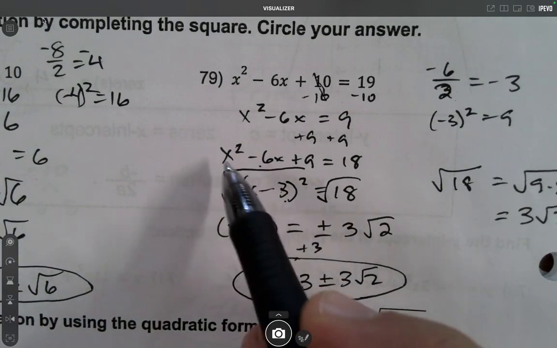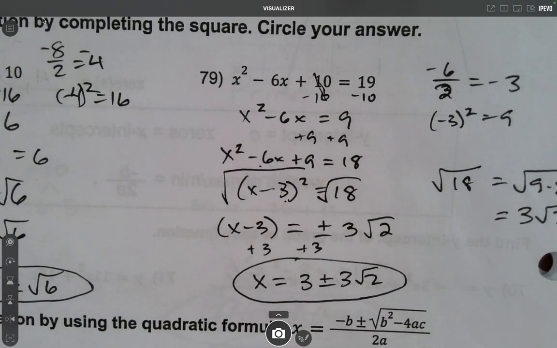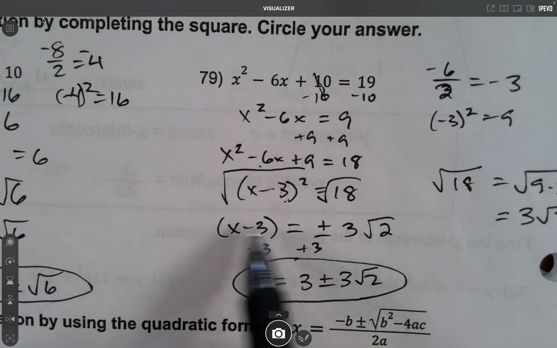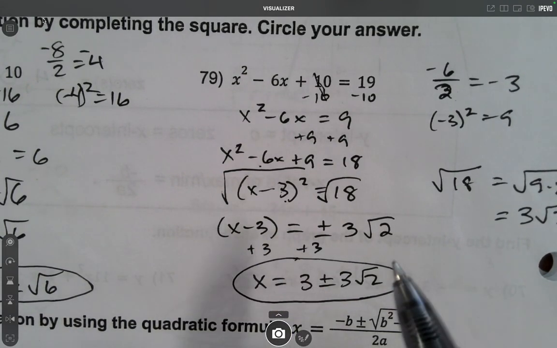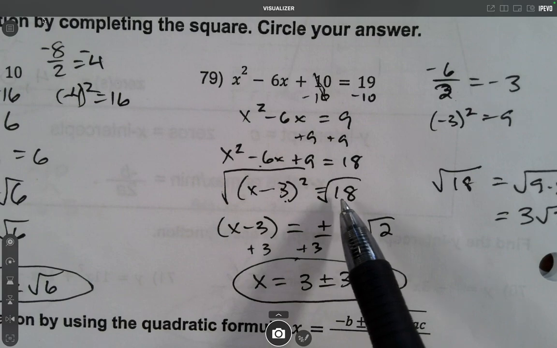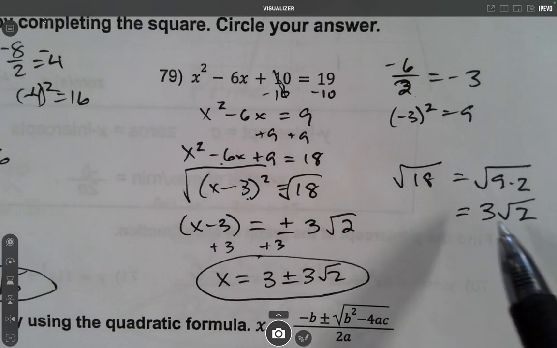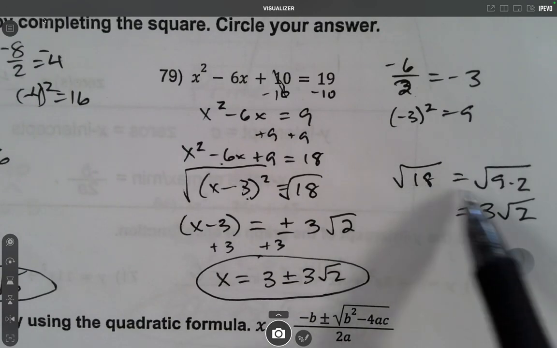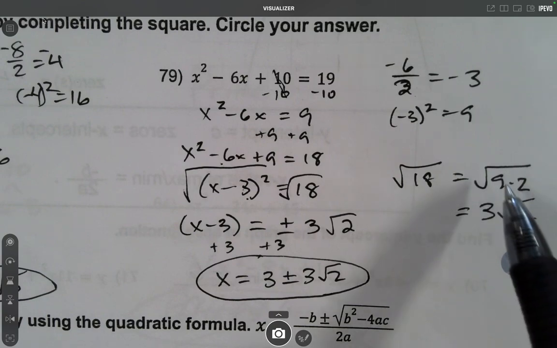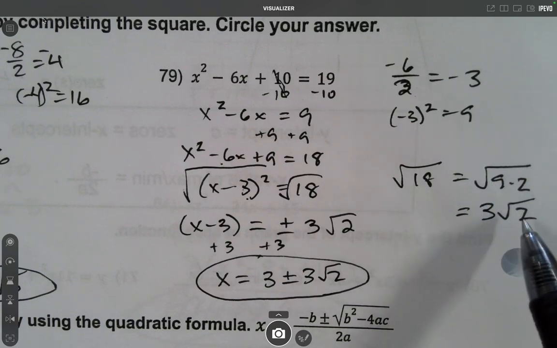Then you have to take the square root of both sides to get rid of the squared. You don't need the parentheses right here. I'm not sure why I wrote them. So we get plus or minus the square root of 18. Now that can be reduced, because 18 is the same as 9 times 2. The square root of 9 is 3, and the 2 just stays inside because we cannot take the square root of it.